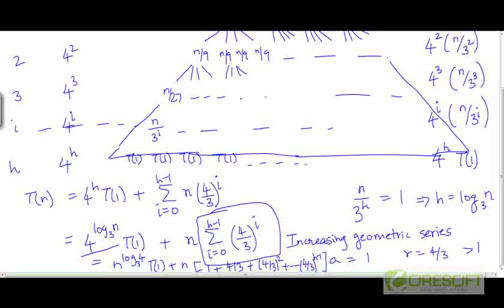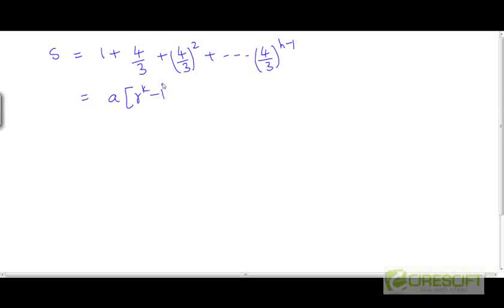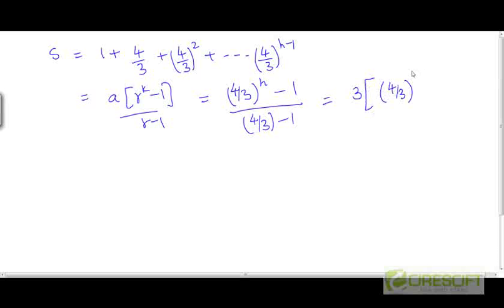So we can calculate the value of that series. This is going to be a times (r to the power k minus 1) by (r minus 1). A is 1 here and r is 4 by 3, and the number of terms is h, so k is h. So 4 by 3 minus 1 is 1 by 3. And if we have 1 by 3 in the denominator, we can pull 3 up and we get 3 times ((4 by 3) to the power h minus 1).